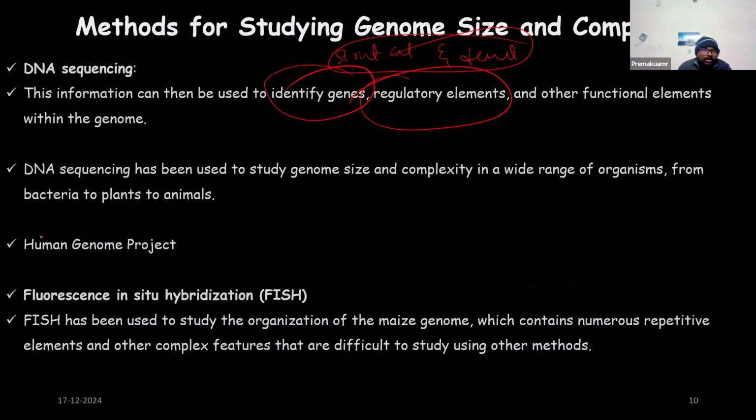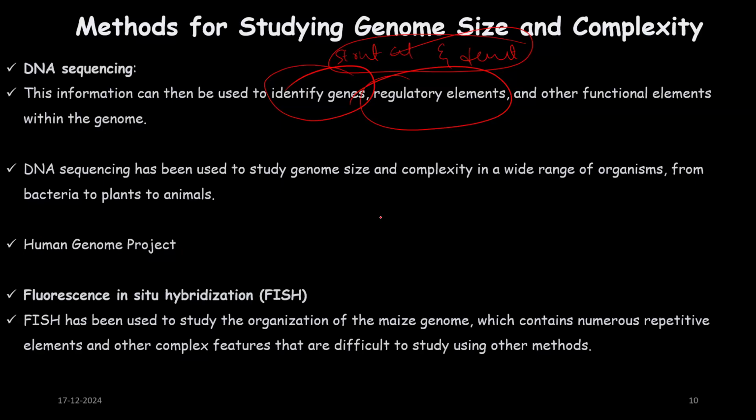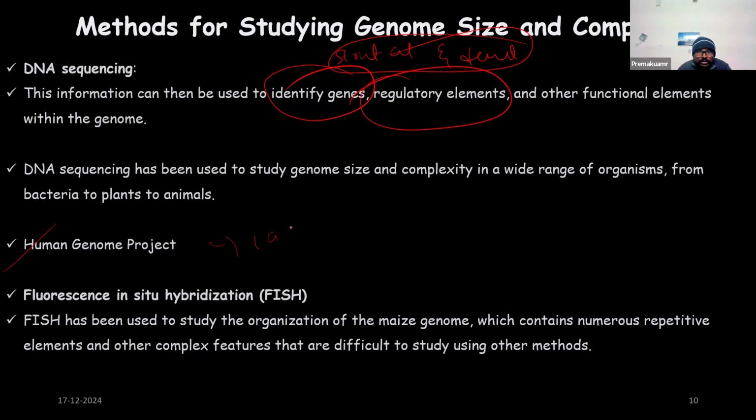Then one great example is called the Human Genome Project. Can anyone tell when the Human Genome Project started? 1990. Yeah, exactly. 1991, I think. Then it was completed nearly in 2003. The complete sequence of the human genome was sequenced.